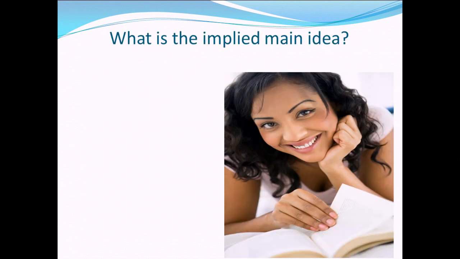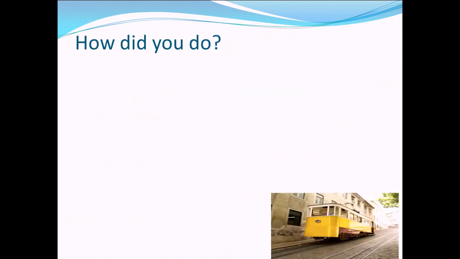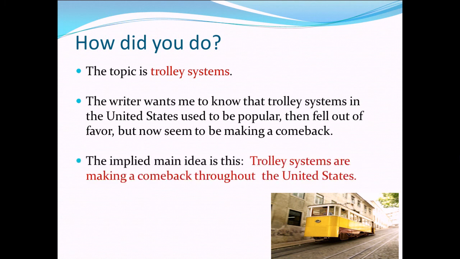What is the implied main idea? Ask yourself the questions mentioned before to help you infer the main idea. How did you do? The topic is trolley systems. The writer wants me to know that trolley systems in the United States used to be popular, then fell out of favor, but now seem to be making a comeback. The implied main idea is this: trolley systems are making a comeback throughout the United States.